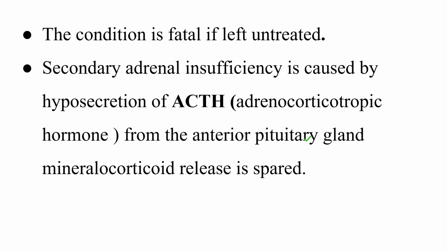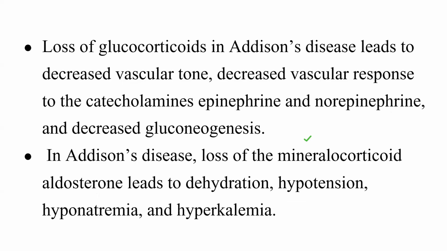Mineralocorticoid release is spared. So loss of glucocorticoids in Addison disease leads to decreased vascular tone, decreased vascular response to catecholamines, epinephrine and norepinephrine, and decreased gluconeogenesis. That's the breaking down of the glucose in the body.